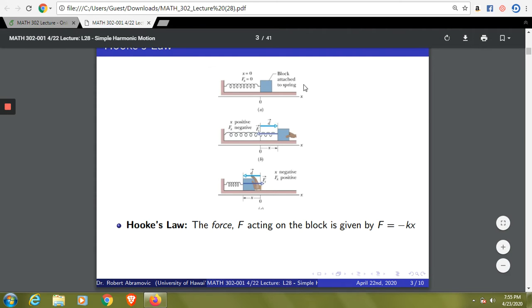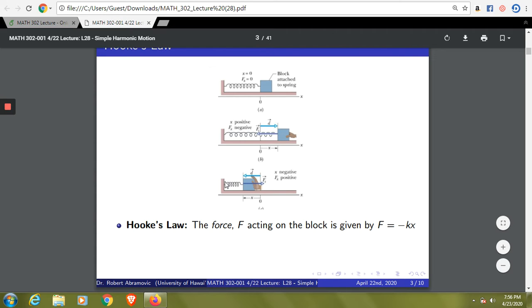Now, Hooke's law is what happens when you displace a block that's attached to a spring by a certain amount. So if you pull a block that's attached to a spring by a little bit, notice the spring will pull back on it, and the force acting on the block will be in the opposite direction of the displacement of the block.